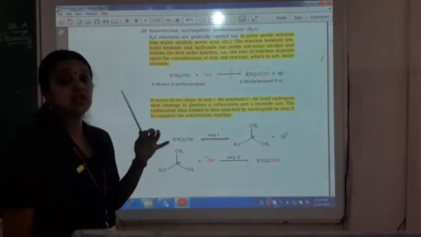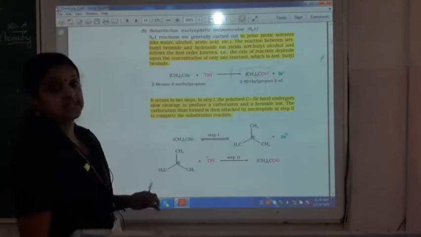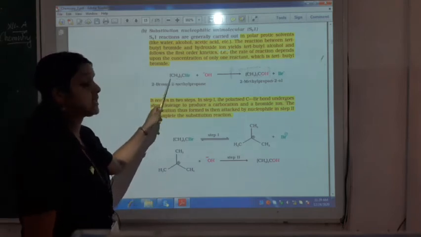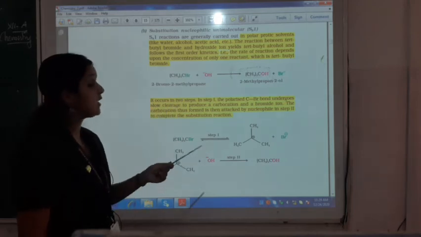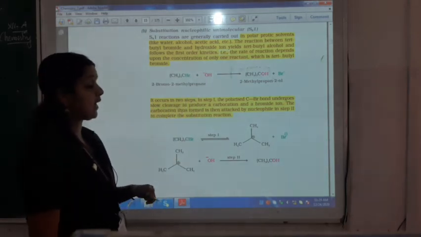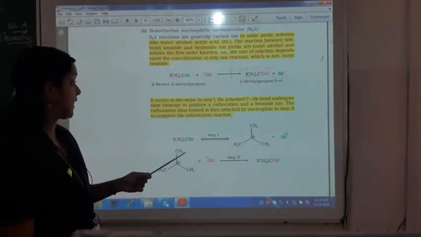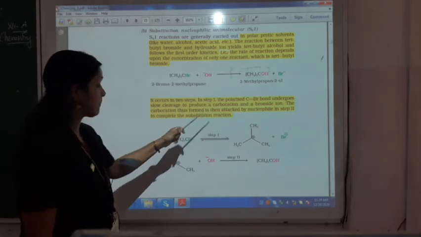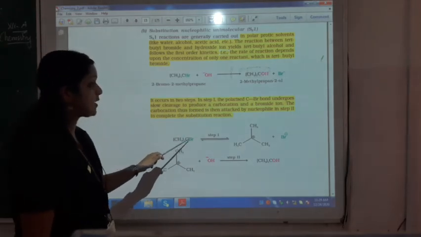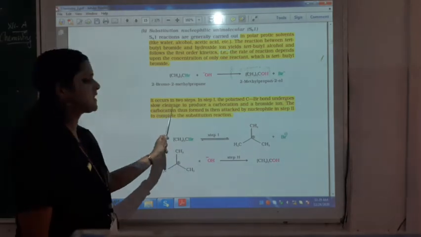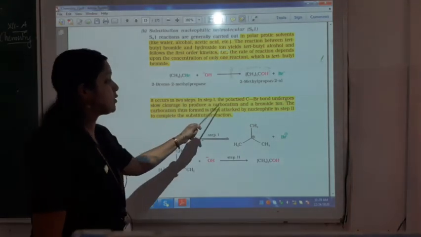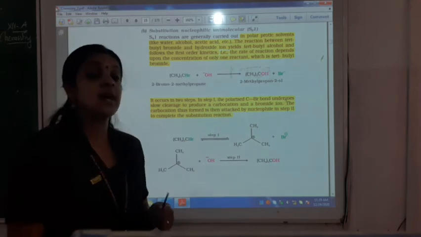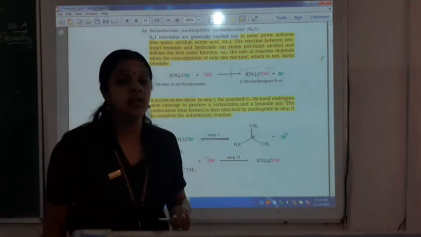Now this is a 2-step process. How does this take place? I have my tertiary group and I have my alkyl ion, which is my leaving group. This is my nucleophile. So how does this reaction take place? In the first step, the C-Br bond undergoes a slow cleavage, a slow break, to produce a carbocation. What is a carbonium ion or a carbocation?